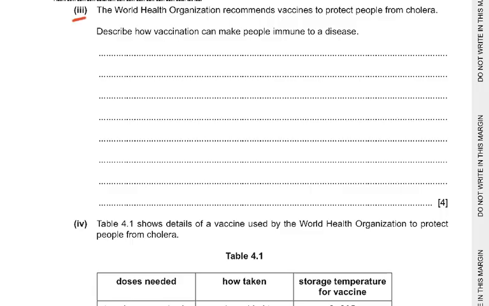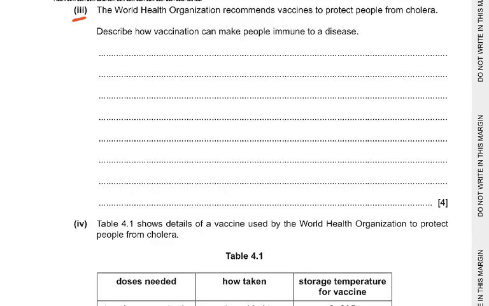Part 3 of the question says the World Health Organization recommends vaccines to protect people from cholera. Describe how vaccination can make people immune to a disease. 4 marks. The weakened form of the pathogen is given in a vaccination. What do we give? We give the weakened form, or you can say harmless form of the pathogen. This stimulates production of antibodies by the lymphocytes. Memory cells are produced, and if, God forbid, after some time the live pathogen enters, then the antibodies are rapidly produced and destroy the pathogen, so the person does not suffer from cholera.